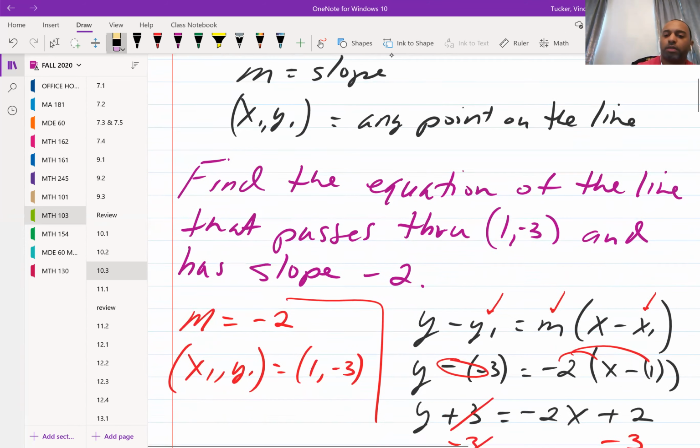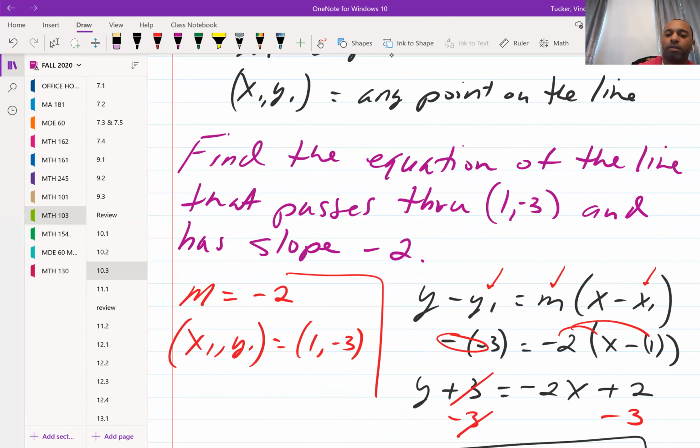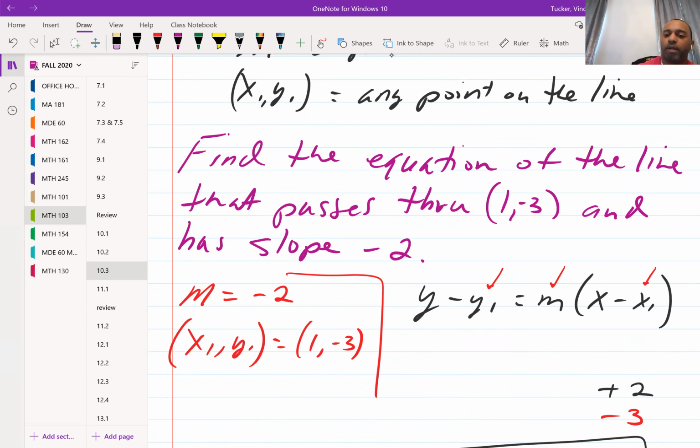All right, so let me erase some of this stuff so we can walk through it from scratch. Now put it right back up. Find the equation of the line that passes through 1, -3, and has a slope of -2. So that means m is equal to -2. And then our point, that's going to be our x1 and y1. So we just extracted that from the problem that was given.